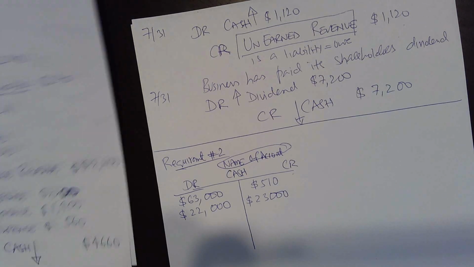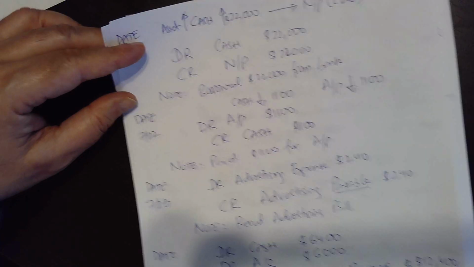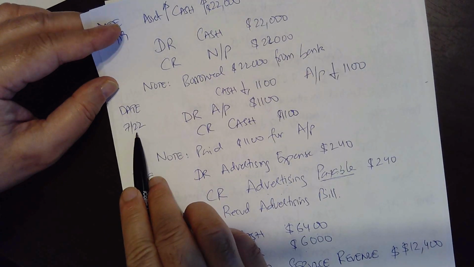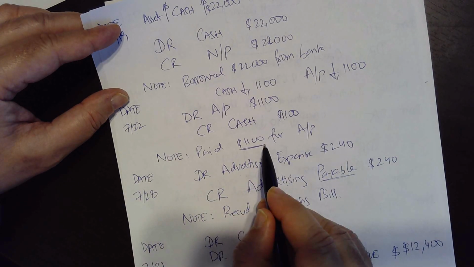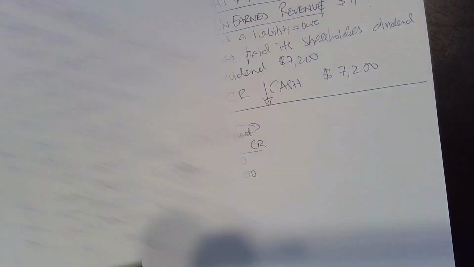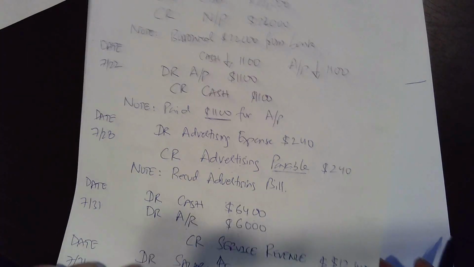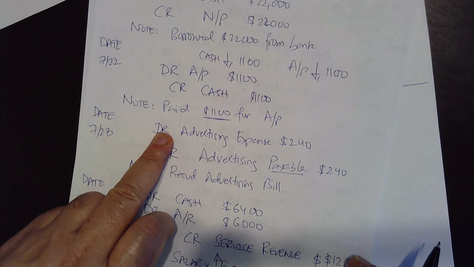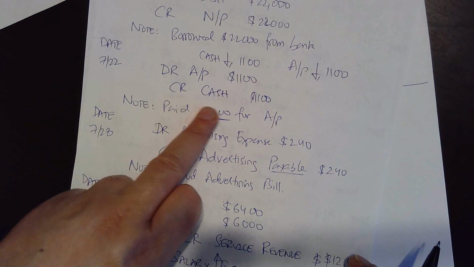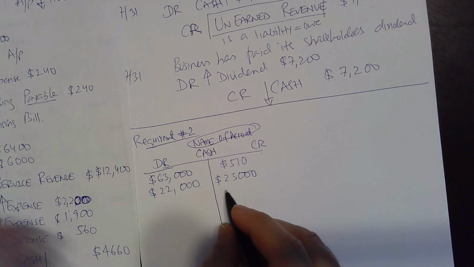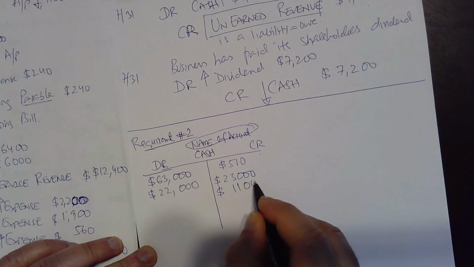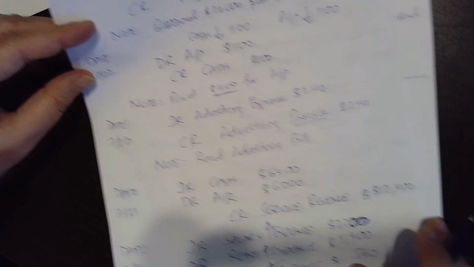All right. The next thing we're going to do is on July 22, we paid $1,100 for the accounts payable, right? The supplies that we have purchased. So we credit our cash $1,100 that we paid. So we're going to put this on the credit side, $1,100 here. Okay, let's move to the next one.